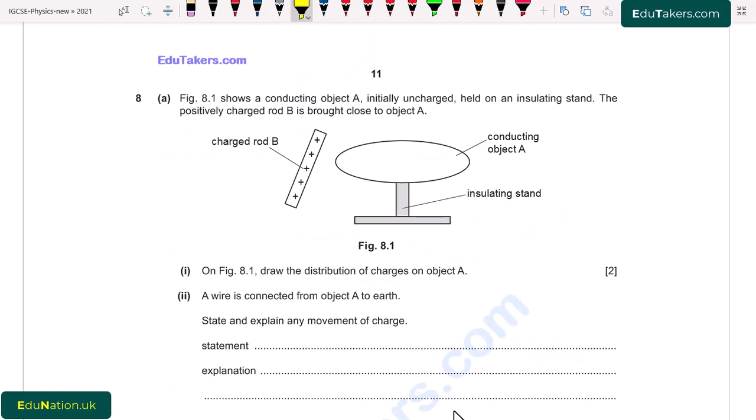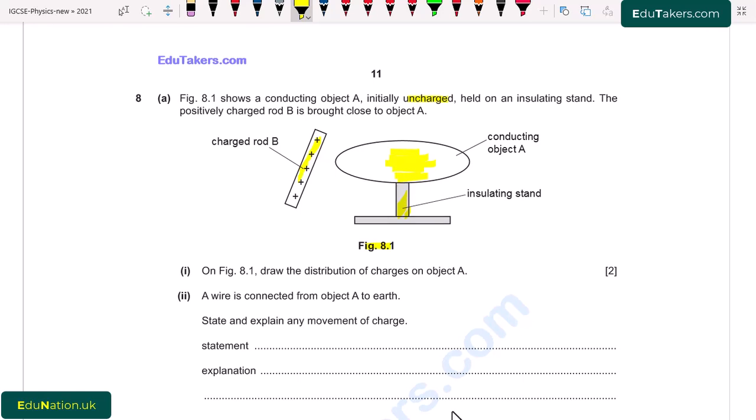Question number 8, part A. Figure 8.1 shows a conducting object A, initially uncharged, held on an insulating stand. The positively charged rod B is brought close to the object A. So in figure 8.1 we can see an insulating stand with a conducting object A on it, and near this object we have brought a charged rod B.